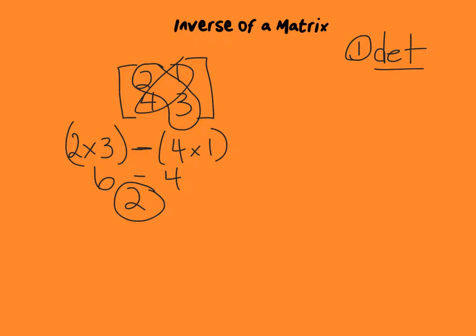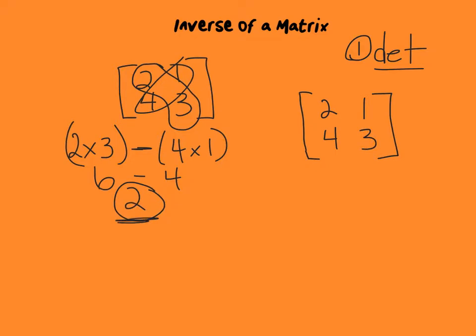Now, listen to this. This is a technique. In your book, you're going to see a different technique. I do not like that technique. I prefer this one. I think it's so much easier, okay? Let's write our original matrix again, 2, 1, 4, and 3. Leave your determinant here. We'll put it somewhere after.